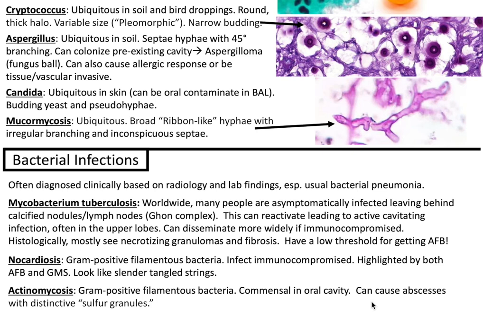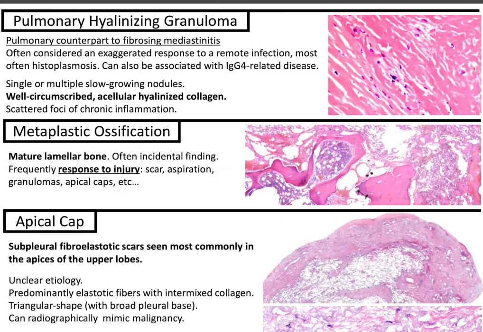Nocardiosis. Nocardia is a gram-positive filamentous bacteria. It infects the immunocompromised and highlighted by both AFB and GMS, and it looks like slender, tangled strings. Actinomycosis. Actinomyces is a gram-positive filamentous bacteria. It's a commensal in our oral cavity, and it can cause abscesses with distinctive sulfur granules.